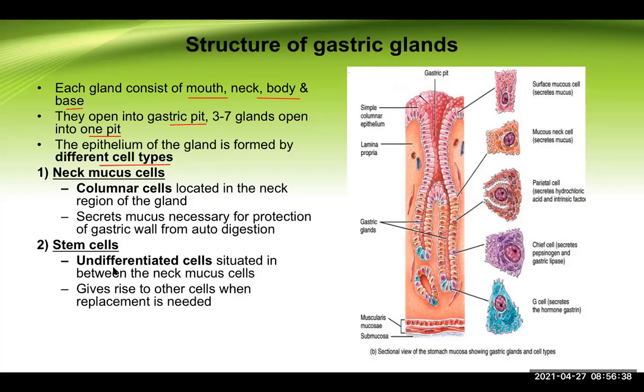Second are stem cells. These stem cells are undifferentiated cells situated in between the neck mucus cells, and they are responsible for replacement if needed. Remember, these are epithelial cells. Epithelial cells can regenerate, so these are like basal cells or stem cells. If necessary, they can differentiate into other types of cells.